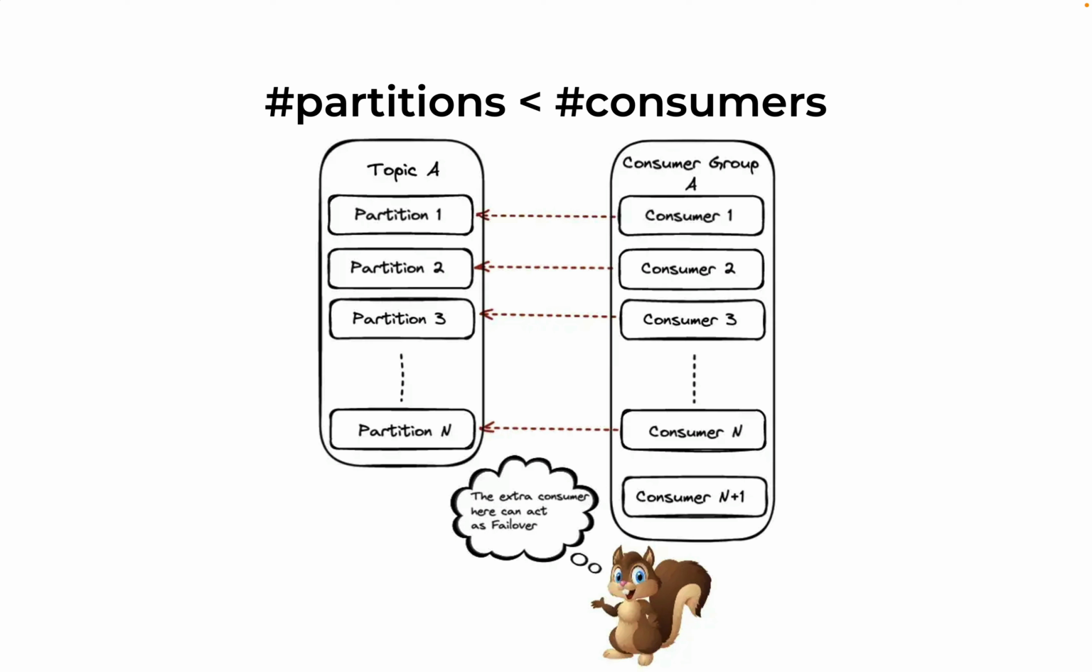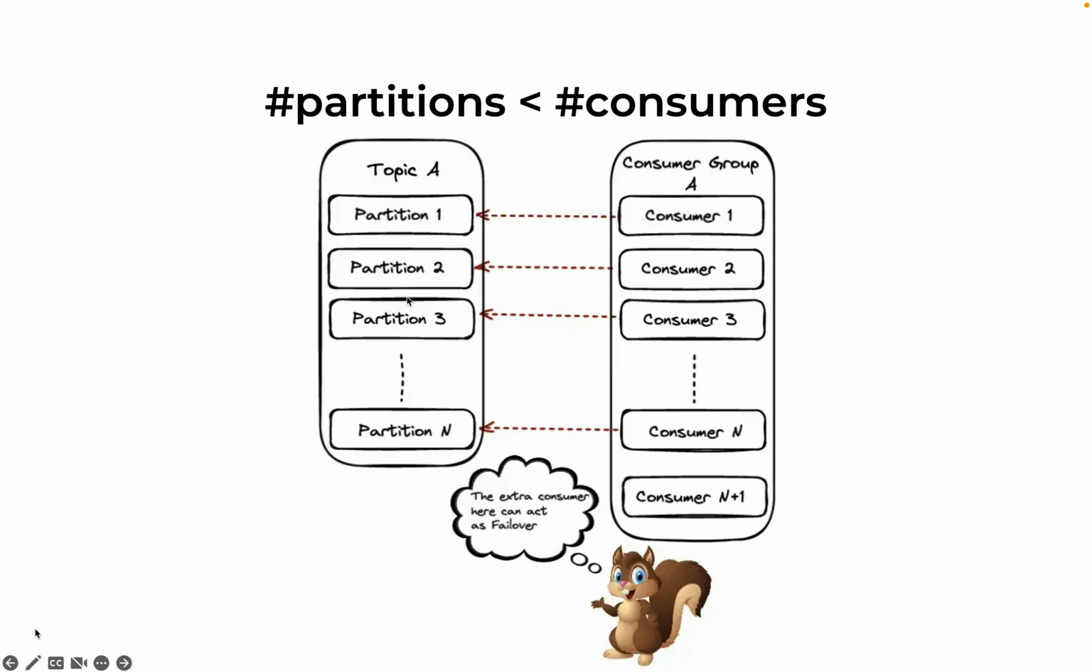And if we have the number of consumers bigger than the number of partitions, we have the same level of parallelism, but the leftover consumers will be there in the case of fault tolerance. So if one of the consumers fails, the redundant ones will take the consumption from there.